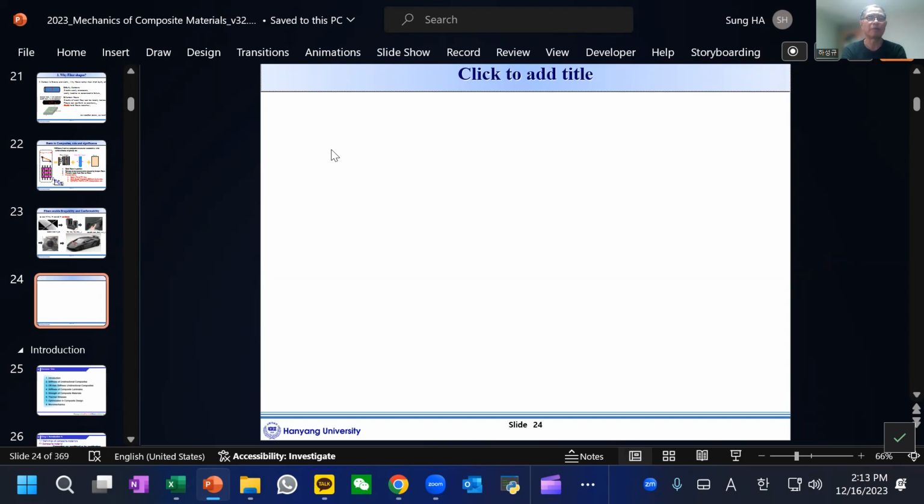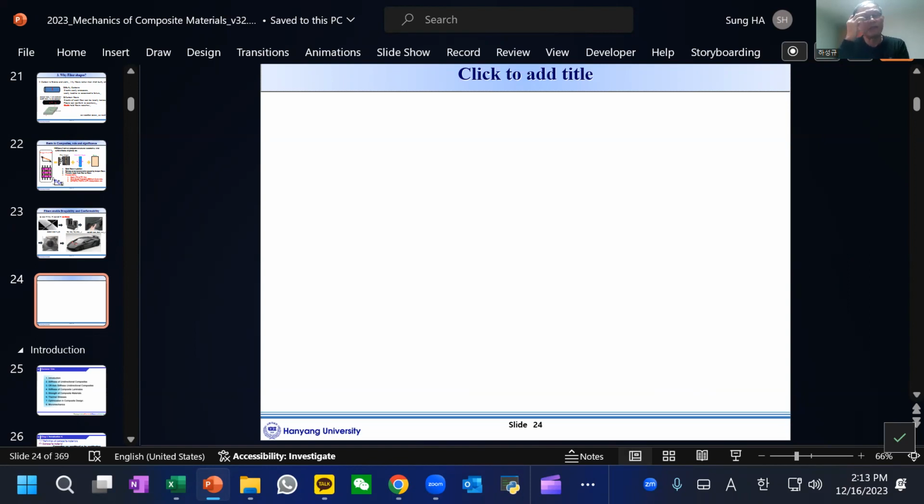Now, what can we do? Well, if we don't know about composites, we just use steel or aluminum. Well, that's very limited. So if you make yourself a composite engineer, you will have a lot of opportunities for your career. So the understanding of composite structures, I mean, it can enhance your career.